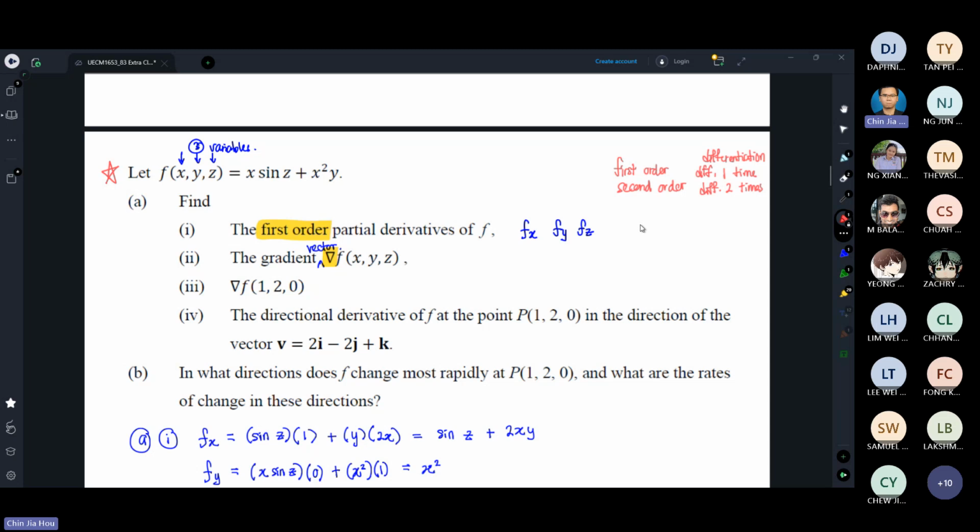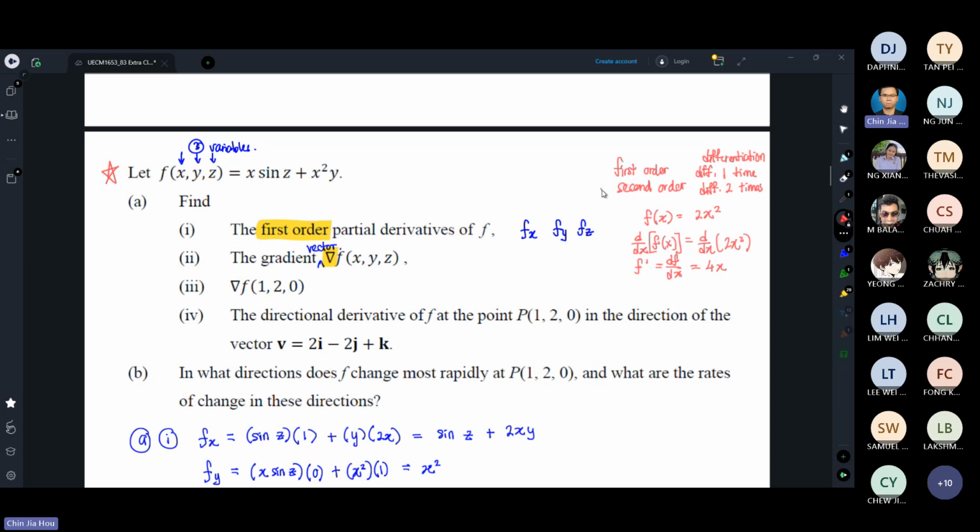Let's say we have a function f(x), single variable, equals 2x squared. If I want the first order, I differentiate it once. I differentiate 2x squared, so I get 4x. This is the first order. I will say df/dx, or sometimes we write it as f prime. I'm talking about single variable here. I will show you the multivariate later on.